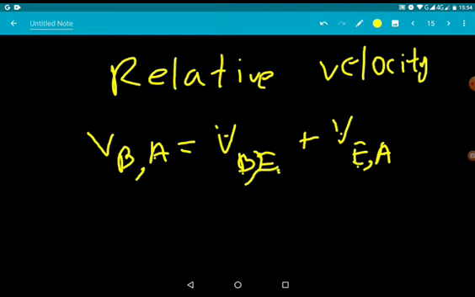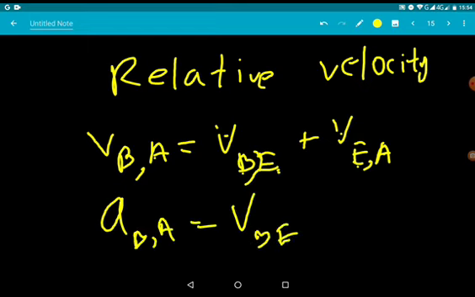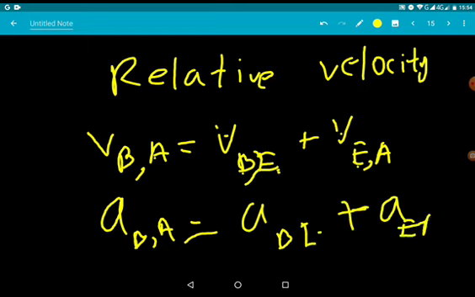So if we write it for acceleration, how to write? I am asking the acceleration of B relative to A. So V_BE plus A_BE plus A_EA will be that. Okay, these are accelerations. This is relative acceleration. You can write it for relative displacement as well.